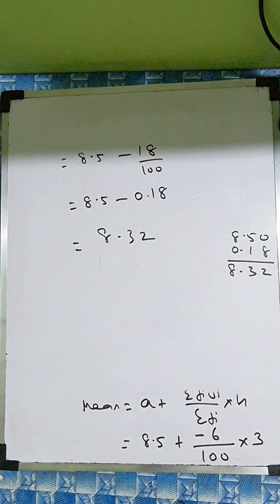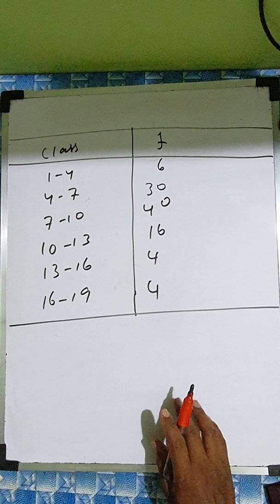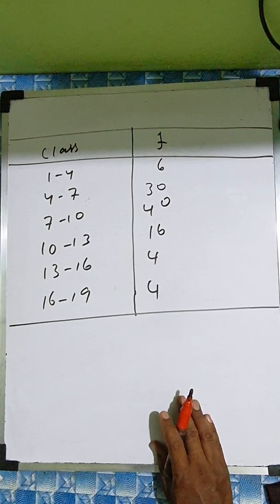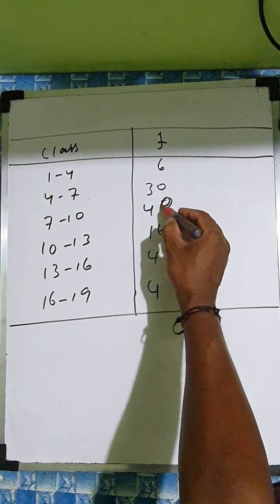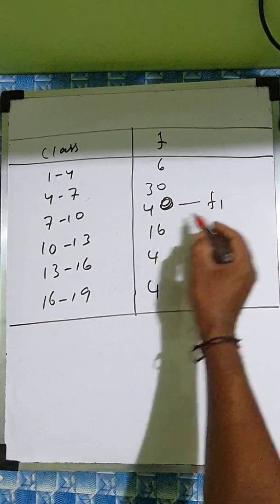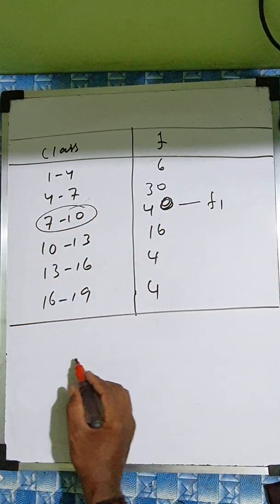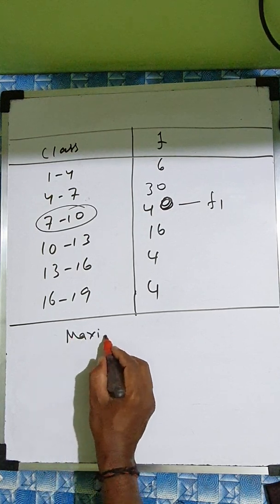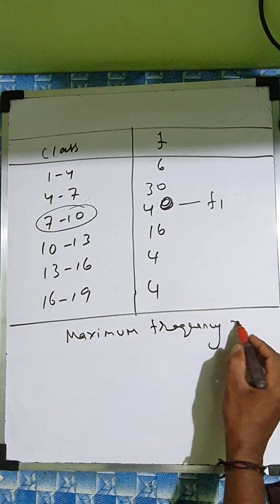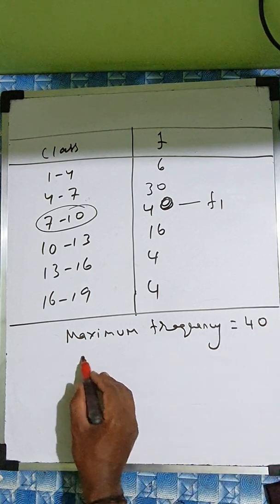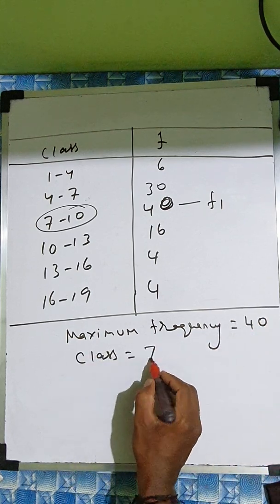Now the last one, we are going to find the mode. Okay, so next, mode. Mode means we take the maximum frequency. Here you can see the maximum frequency is 40, so that is f1. So the class is 7 to 10. Okay, so mode means maximum frequency. Frequency 40, therefore the class is 7 to 10.